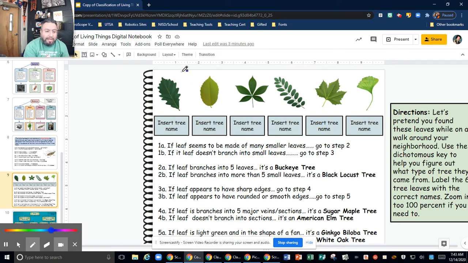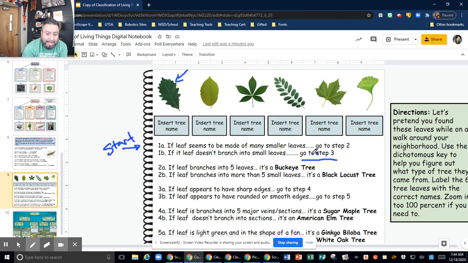All right? So let's take a look at this one right here, number 1. If the leaf seems to be made of smaller leaves, you go to step 2. Well, this is just one big leaf, so I know it is not that one. If the leaf doesn't branch off, we go to step 3. Here's an example of what I was talking about. Because it tells me to go to 3, I don't have to do number 2. I'm going to number 3. So I started off here.